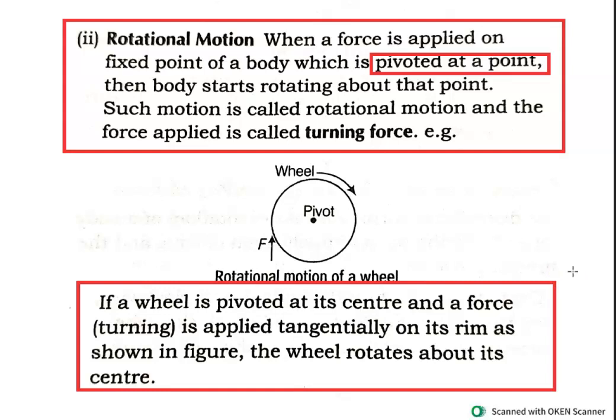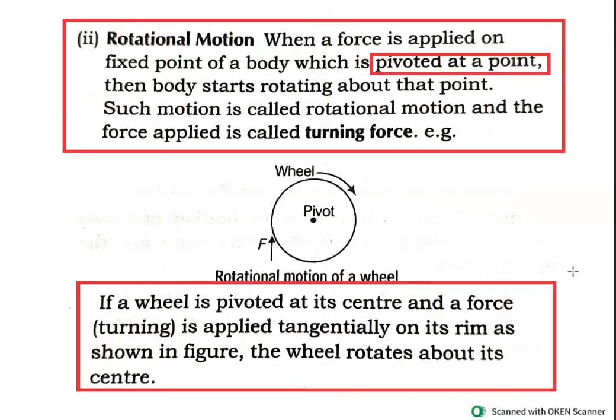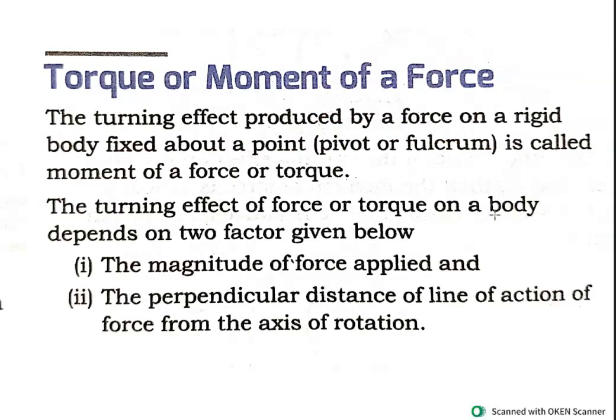Again, two kinds of motions are possible for a rigid body. There is a translational motion and a rotational motion. Translational motion is possible when the object is free to move. Rotational motion is possible when the object is pivoted at a point. Now, when an object starts rotating, the force applied is known as turning force. So, next we are going to study about turning forces in detail.